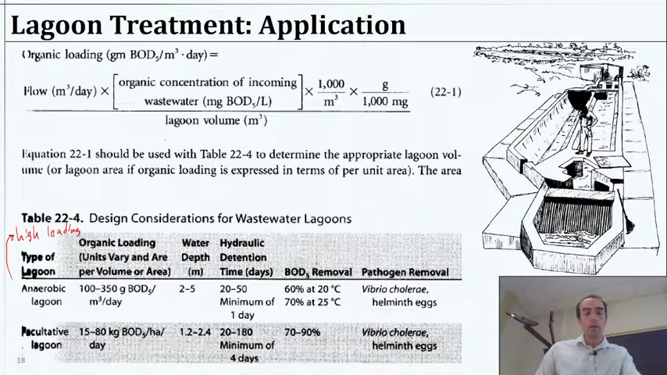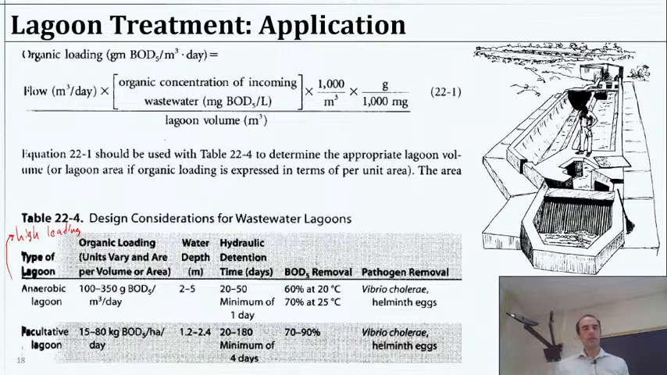Well, I don't know why this, okay, scratch that. They're using different units for each, and that confuses me. But the next one, the facultative lagoon, says 15 to 80 kilograms of BOD5 per hectare per day. So that's a little confusing. I don't know why they do that. But point is, we could get some difference here and plan it accordingly. The anaerobic lagoon, we see 2 to 5 meters. That is quite a bit deeper than the kind of 1 to 2.5 meters for the facultative lagoons.